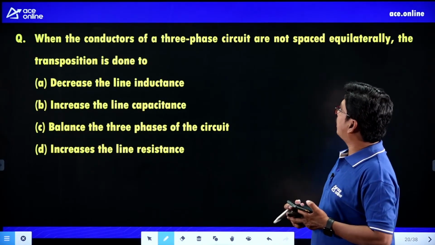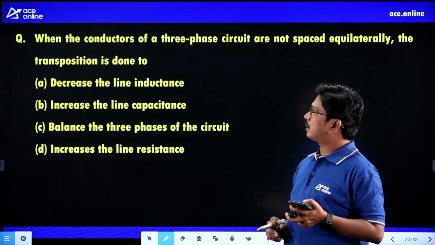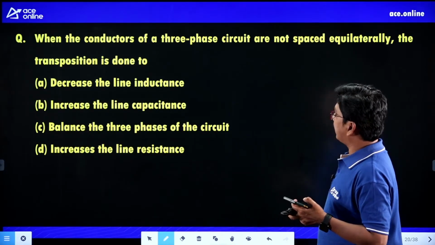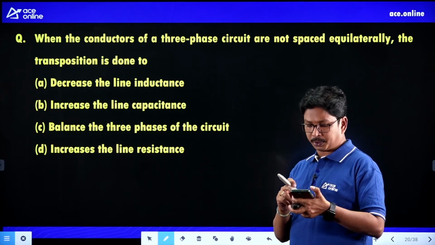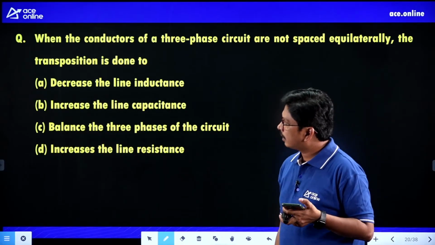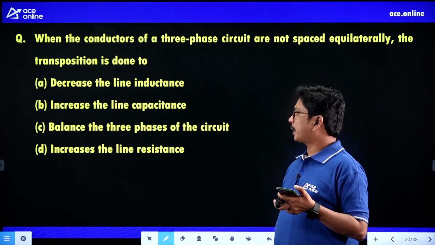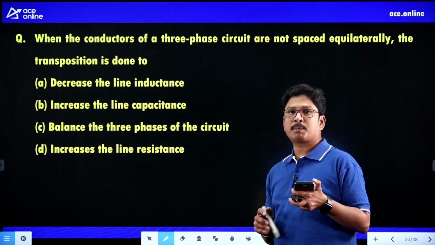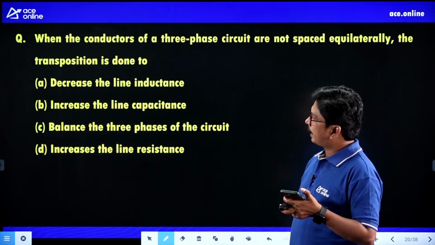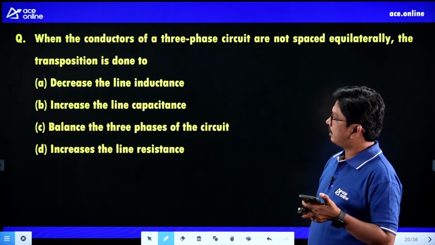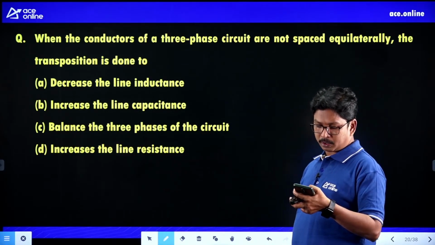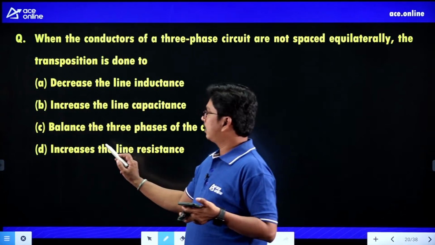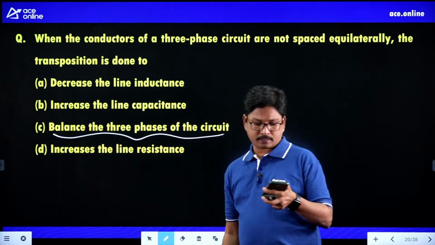When the conductors of a three-phase circuit are not spaced equilaterally, the transposition is done to. What is the purpose of doing transposition? Decrease the line inductance, increase the line inductance, balance the three phases of the circuit, increase the line resistance. Yes, Bhargav, very good. Sai Datta Kumar, very good. So the purpose of doing transposition is to balance the voltage drops in the three phases.